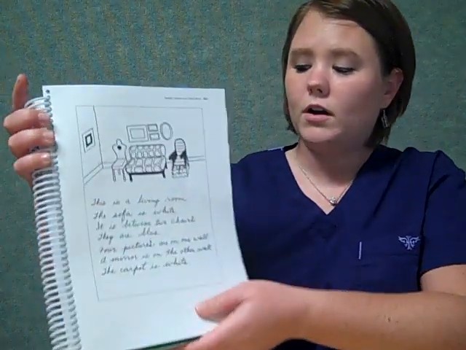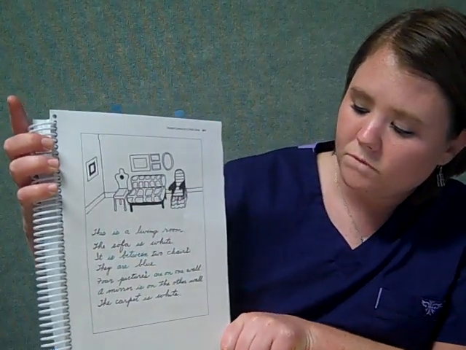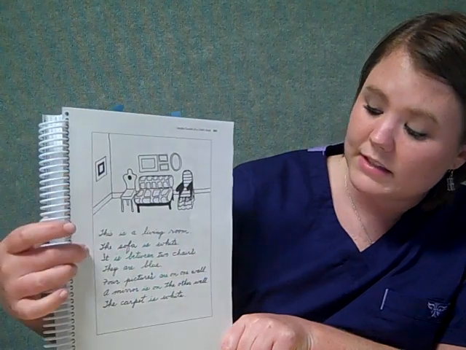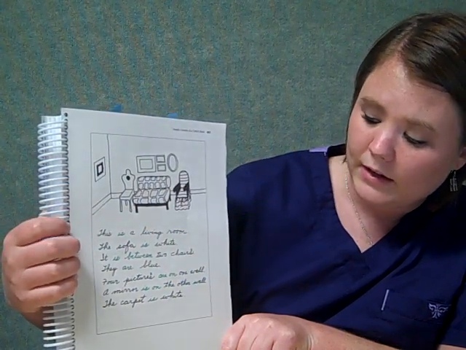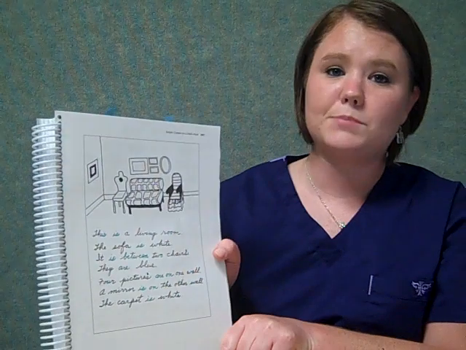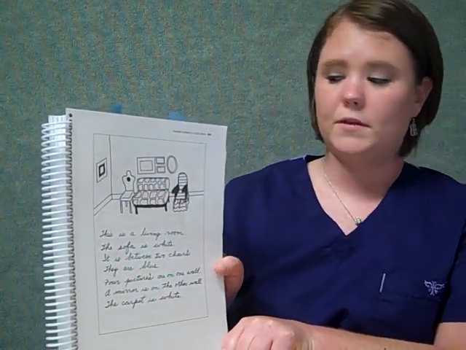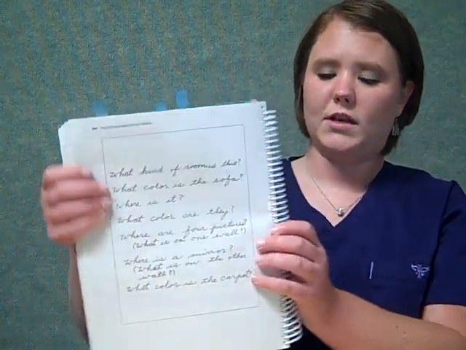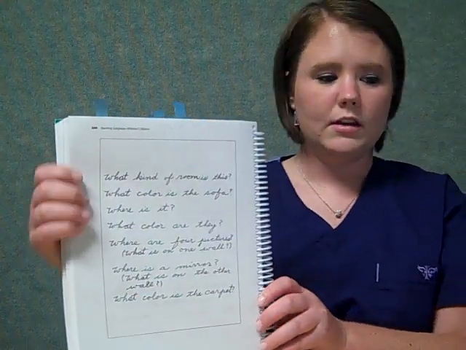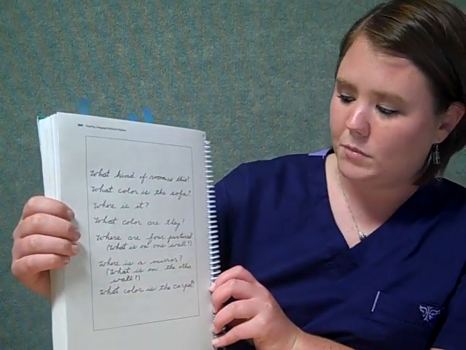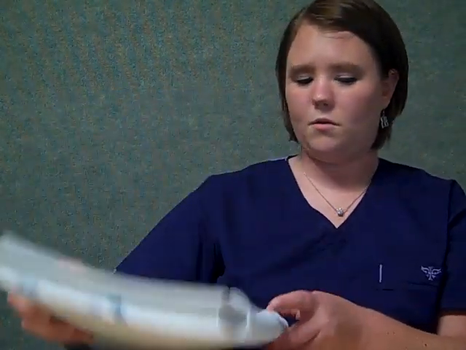And then you have descriptive stories, and basically these are just describing something. In this one, they're describing a room. This is a sofa, or this is a living room. The sofa is white. It is between the chairs. So it has preposition roundup, and it has the descriptive aspects of the room. Once they have mastered these, you go to your questions. It asks, what kind of room is this? What color is the sofa? Where is it? And so on.